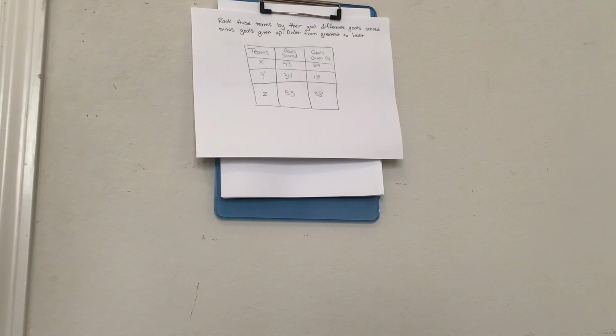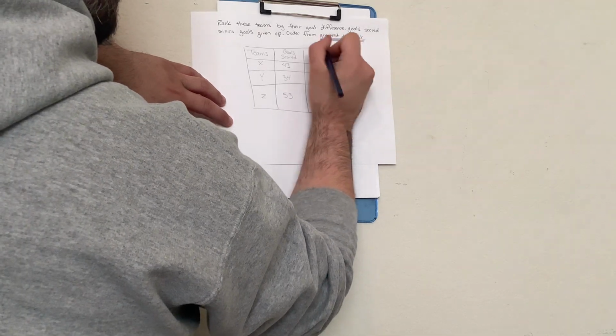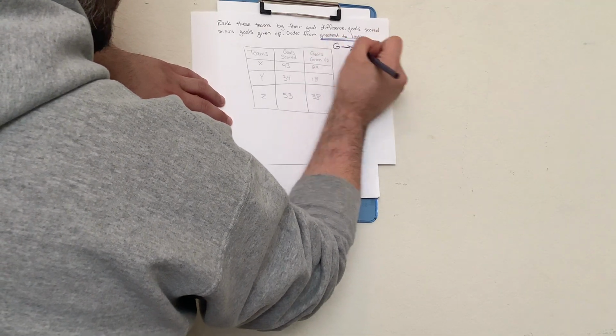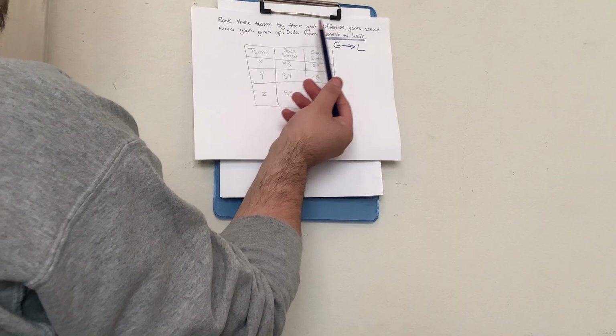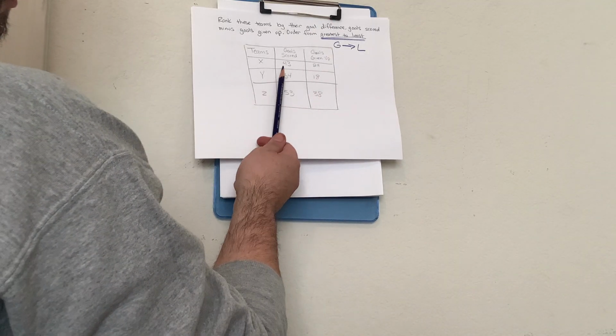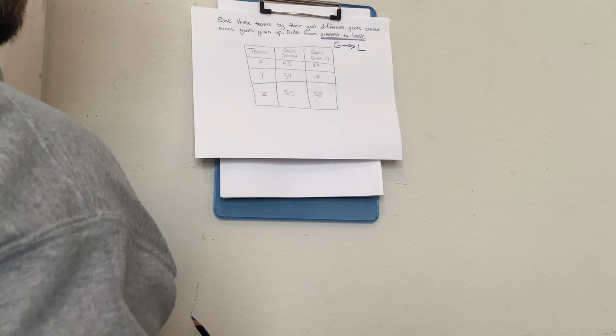What they're asking us to do up top is to rank teams by their goal difference. Difference means subtraction, essentially, right? And they tell us that after goals scored minus goals given up. Okay. And then we're going to order it from greatest to least. And that's going to be important too, because we always want to know which way we're ordering it, from greatest to least, from largest to smallest. They already told us what to do. The teams are ranked by their goal difference, okay? Goals scored minus goals given up, okay?